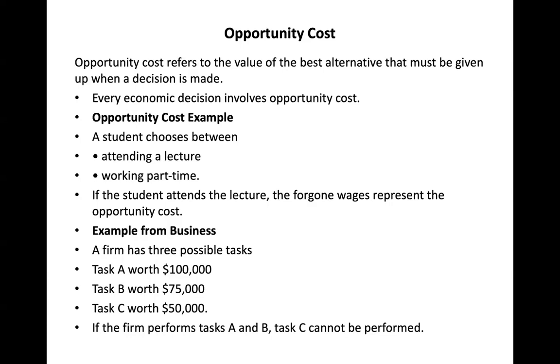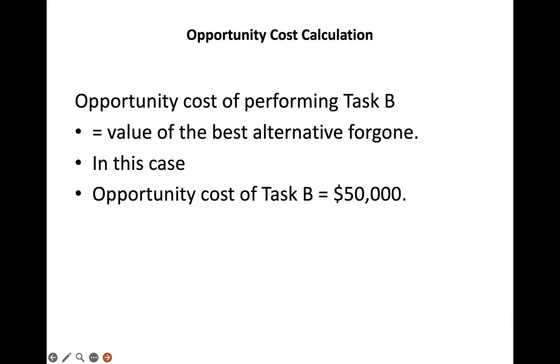But with the business perspective, assuming a firm has three possible tasks. Task A worth $100,000, Task B worth $75,000, Task C worth $50,000. If the firm decides to perform task A and B, the task C cannot be performed. So the opportunity cost is the value of the best alternative forgone. So what's the value? The value is the 50,000. So the task C becomes the opportunity cost.